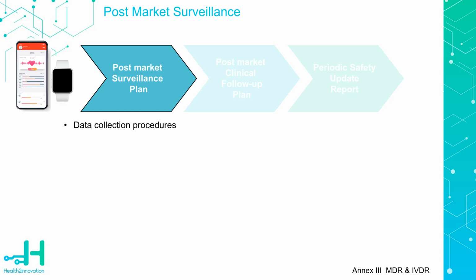The PMSP must include data on serious incidents. This includes any adverse events reported by users and the corrective actions taken in response. For example, if the app fails to detect a serious heart condition, the documentation should detail the incident, the investigation conducted, and the measures taken to prevent it from happening again. This should be linked to the incident reporting and corrective and preventive actions elements of the QMS.